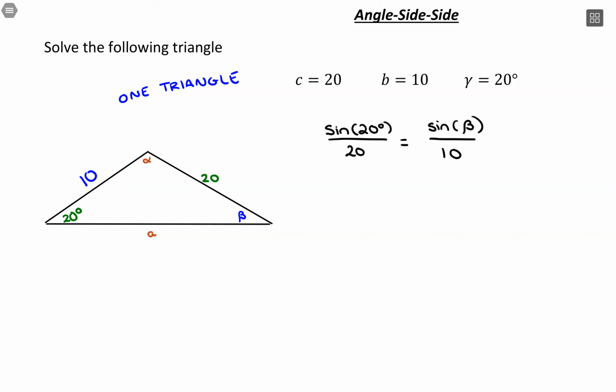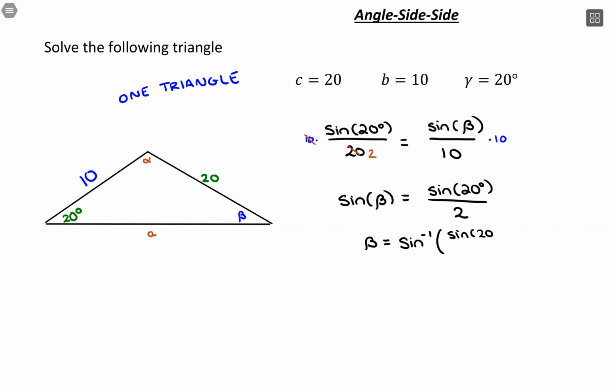To get sine of beta all alone on one side of the equation, I'm going to multiply both sides by 10. And we could reduce that down, or you can keep it messy. It's fine too. 10 divided by 20 would be a half. So if we reduce that, it would be sine of 20 degrees over 2, with how those would cancel out with each other. All right, to get beta, I need to take inverse sine of that, and sine of 20 isn't one of our special values, so this is just going into the calculator.